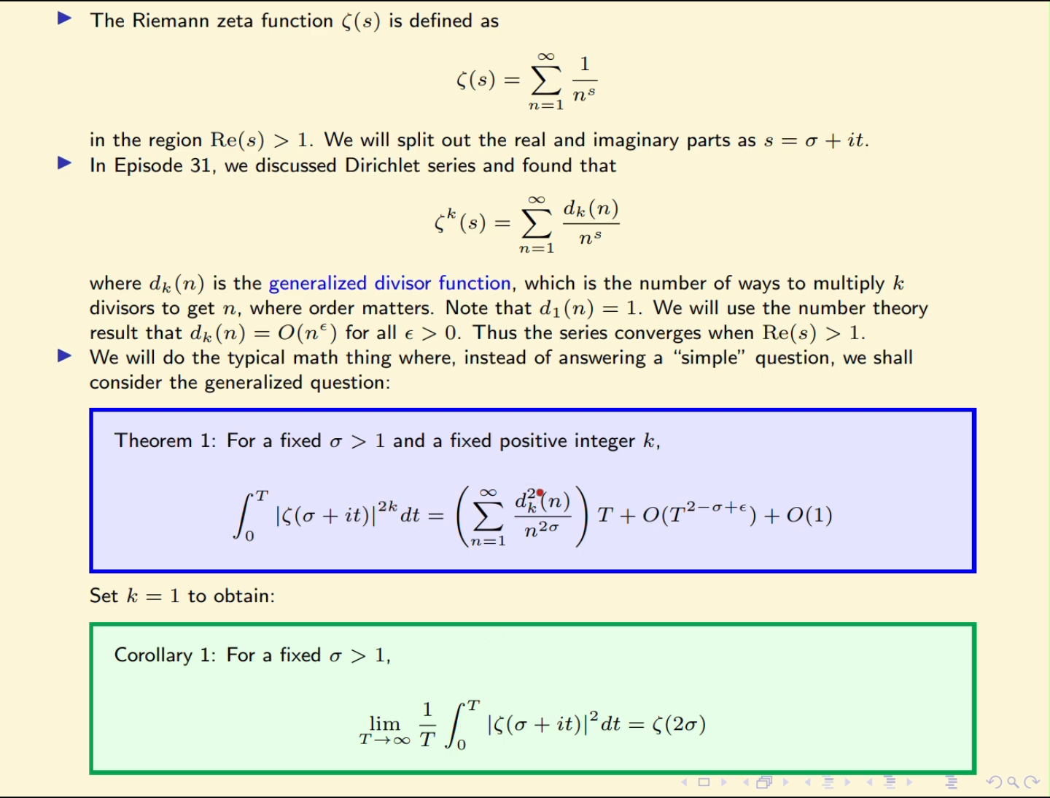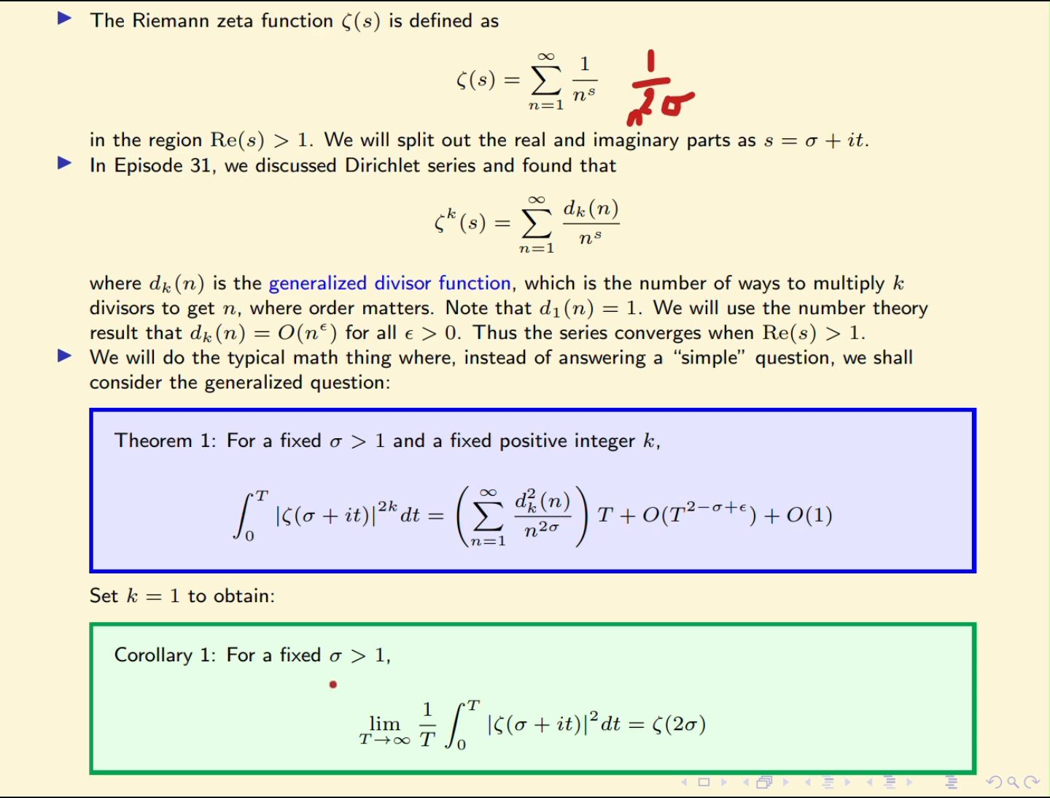And then on the right side, if d sub k of n, well, if k is 1, then d sub k of 1 is just 1. So then this becomes the sum from n equals 1 of 1 over n to the 2 sigma. Sorry, the drawing is not very good. 1 over n to the 2 sigma is just the same as zeta of 2 sigma, because s is equal to 2 sigma here.